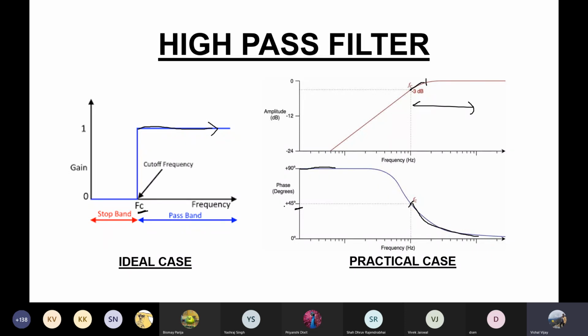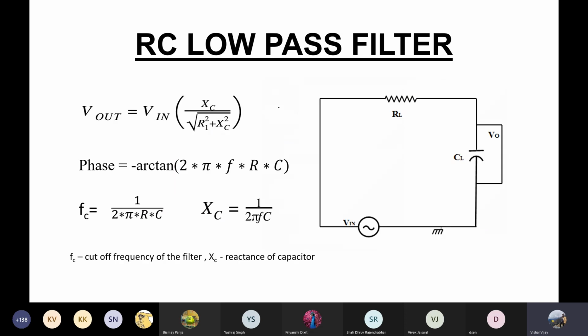This is the phase response of the high pass filter, and this is the amplitude response of the high pass filter. Right, and this is a circuit of the low pass filter. The circuit basically looks the same because this is a common RC circuit. It just depends on where we are taking the voltage. In the low pass filter, we are taking the voltage across this capacitor.